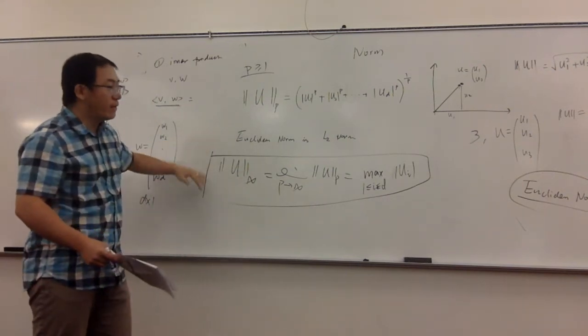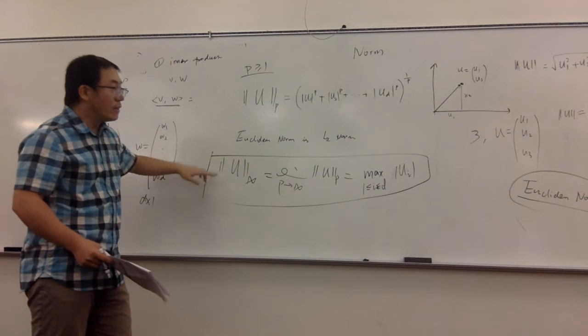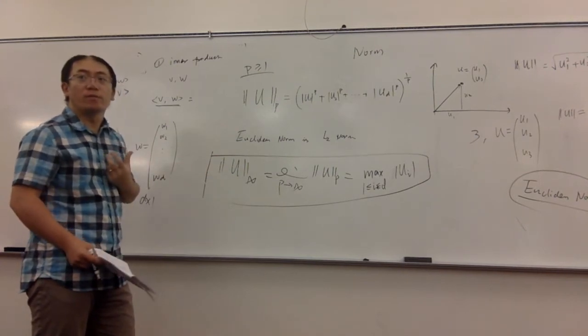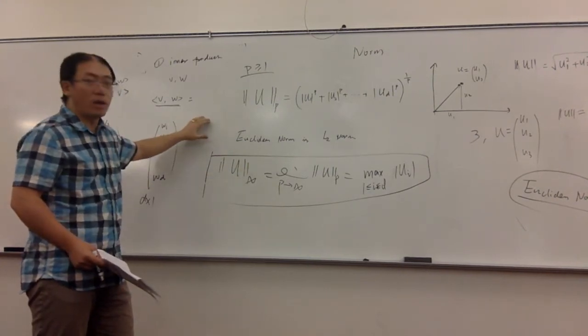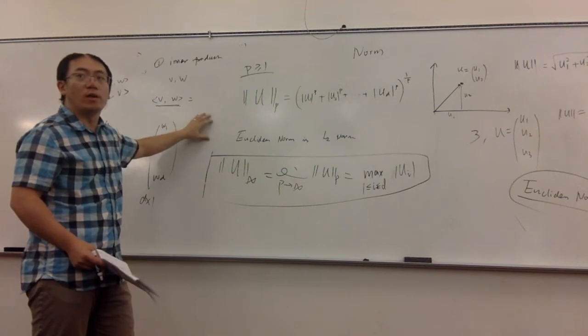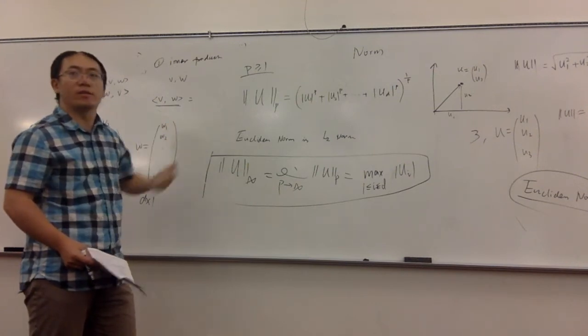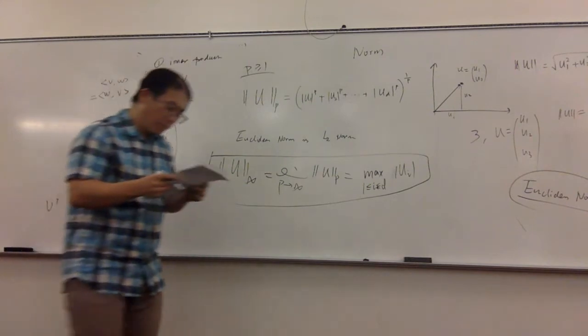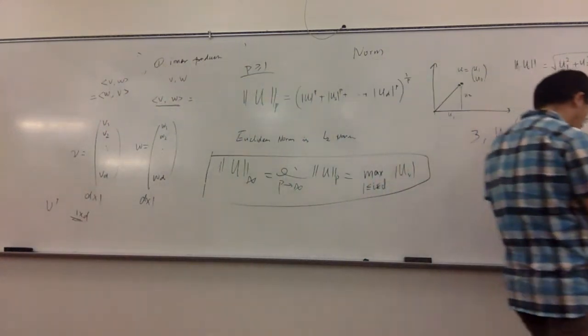And the Euclidean norm and infinity norm are very commonly used. Also, the L1 norm is quite commonly used, like in sparse learning, which is a branch of machine learning research.